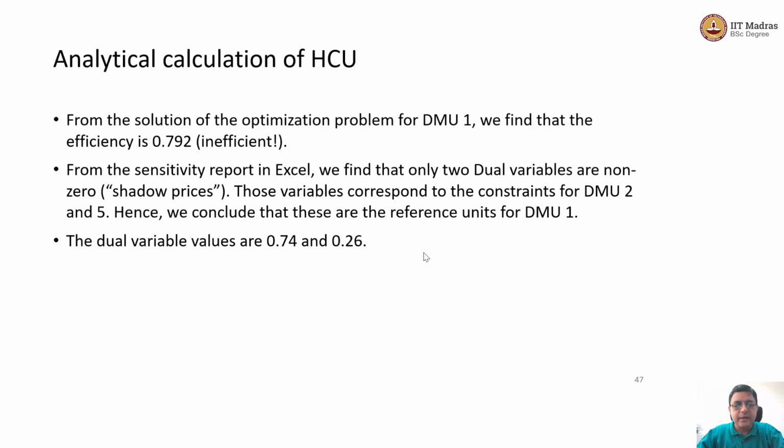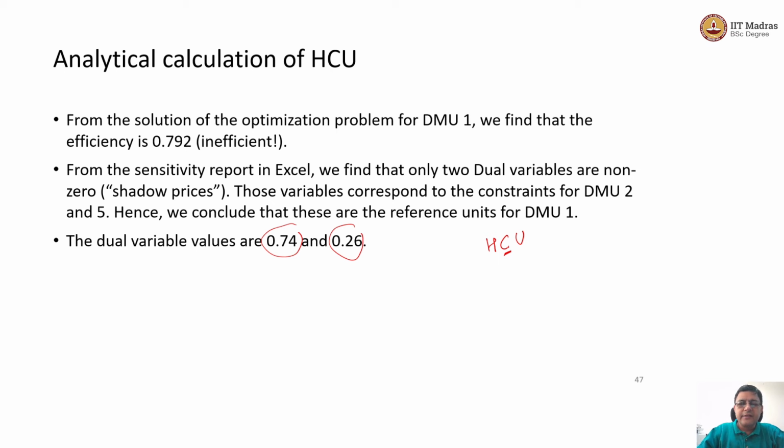Okay, now let us see the calculations. Let us use these dual variable values. What are we interested in finding? We are interested in finding the coordinates of the HCU. Now you will be able to understand why this was called a composite unit.